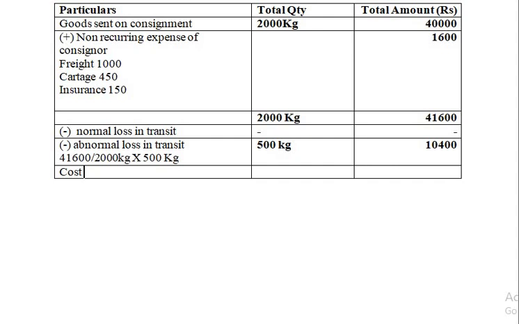Now the cost of goods received by consignee. So 2000 kg minus 500 kg, 1500 kg, then 41,600 minus 10,400. You get 31,200. It's the cost of goods received by consignee. The consignor part is over.